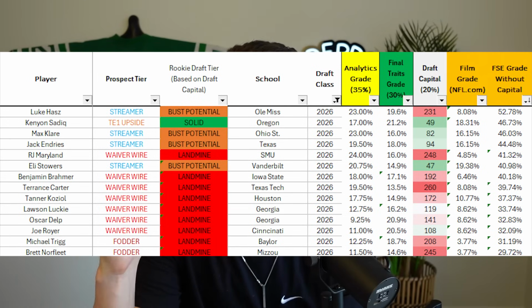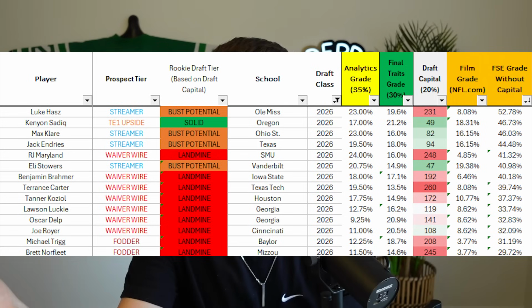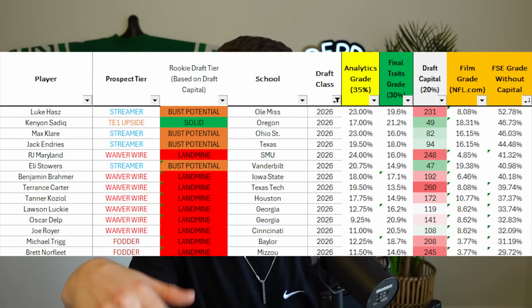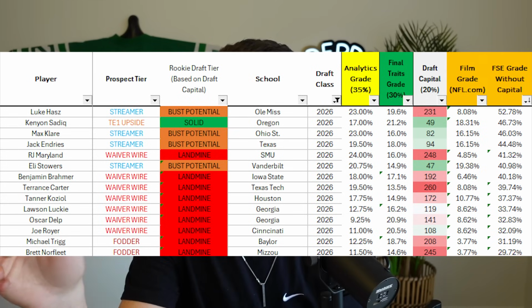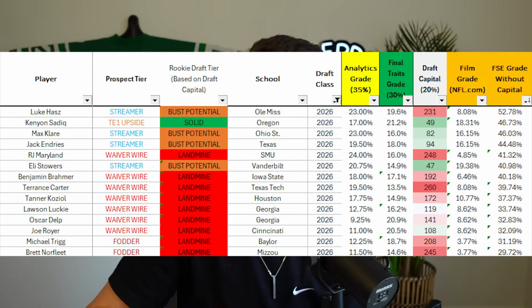So based on the profiles as they are right now, without draft capital included, because we have no idea where they're going to go in the draft, these are the best prospects. You can see Luke Hasz actually comes out as the top prospect in the class without the input of draft capital, because he's not expected to get drafted very high as of this moment. Kenyon Sadiq, Max Klare, Endries, RJ Maryland, Stowers, and so on is how the class ranks without draft capital. So again, keep all of this information in mind.